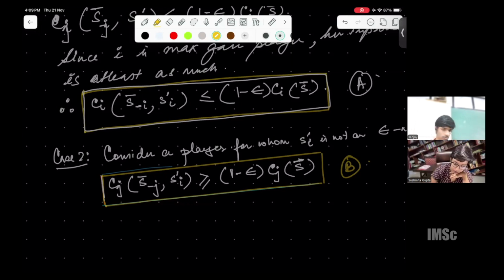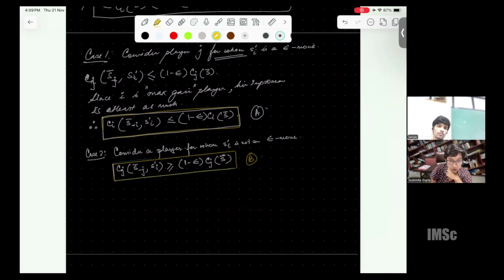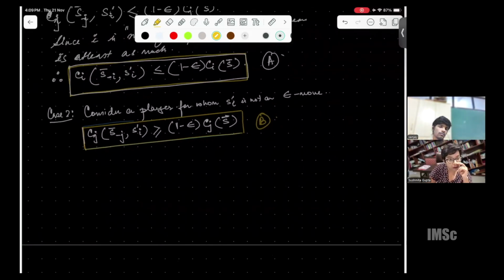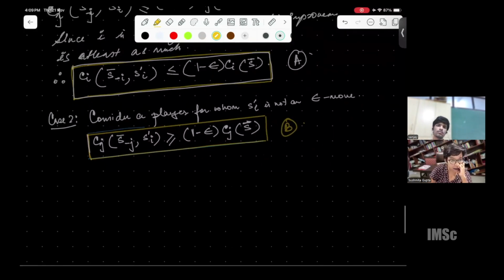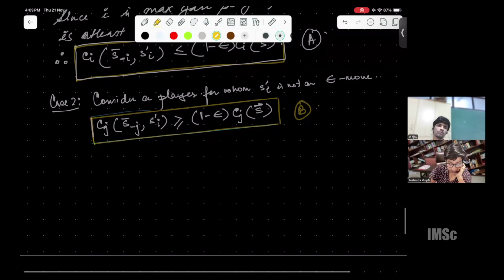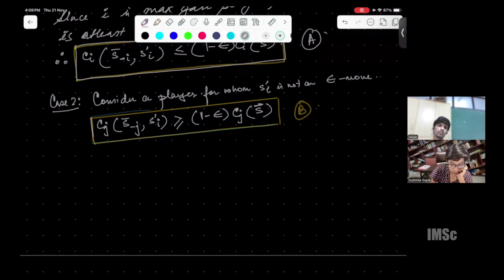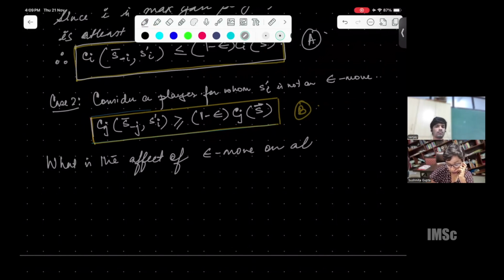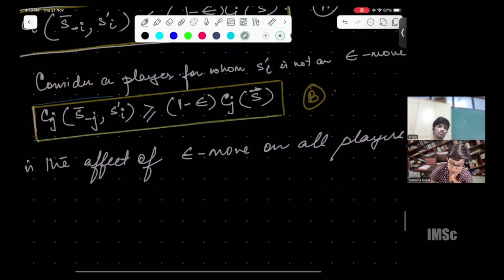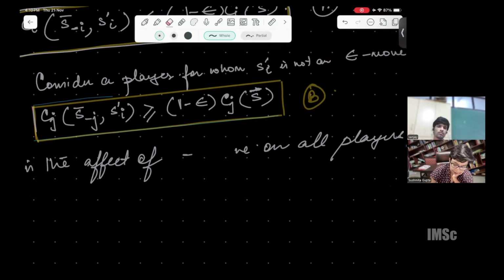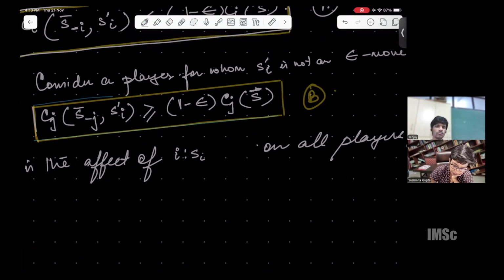Yeah, sorry for the disturbance. Okay. So you have this condition for all those players who don't have an epsilon move. Now, these are the only two categories of players that there are, those with an epsilon move and those without one. Now the point is, however, what is the effect of the epsilon move over everybody? All players. Can you tell me? I should say, what is the effect of player I changing from Si to S prime I on all the others? That's what I mean to say.